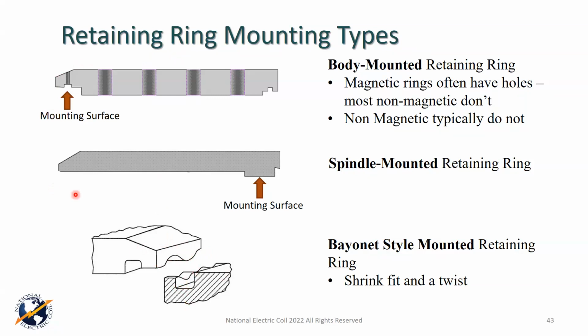Up here are the more common on the Westinghouse and the GEs. I think GE had a lot more of what they call spindle-mounted rotors, okay? And these are the ones that were on the outboard, and I think I've got a picture to show you this. And this is a shrink fit.